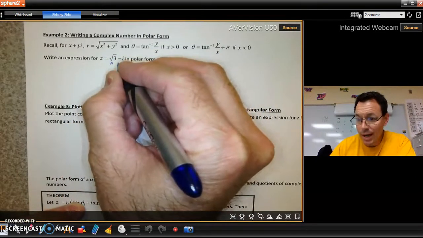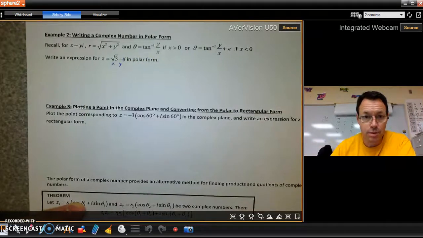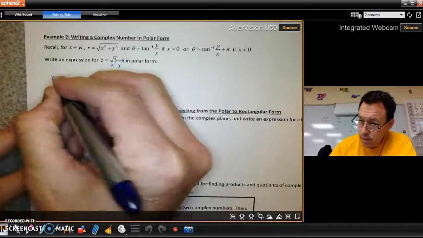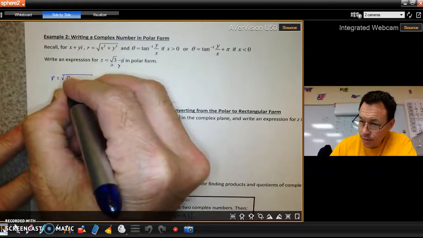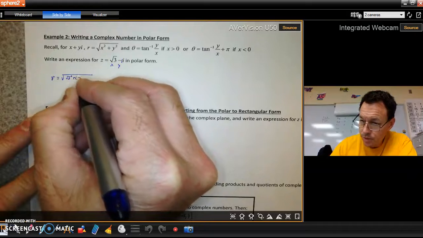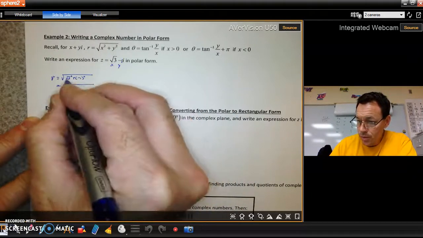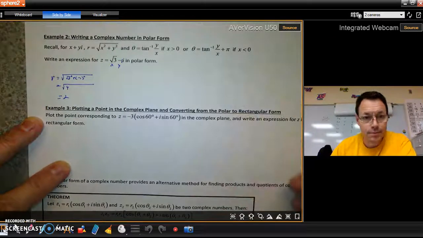This is my y. My y is -1. Okay, it's the number part. That's your imaginary part. So r is the square root of radical 3 squared plus -1 squared, which is the square root of 3 plus 1, so 2. So there's our r.